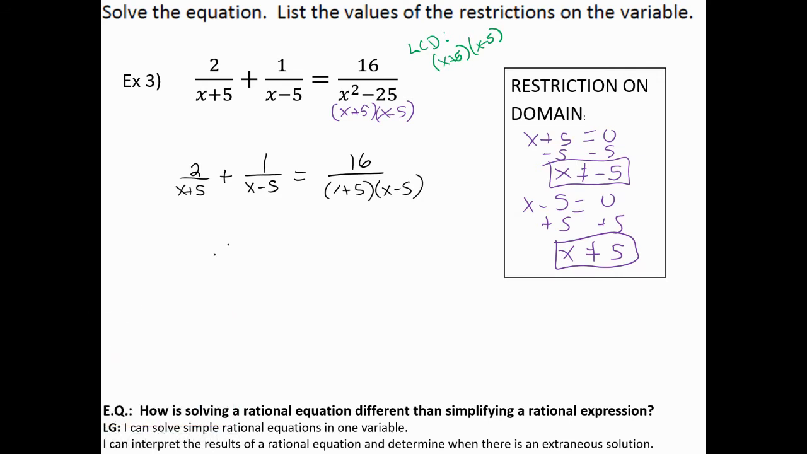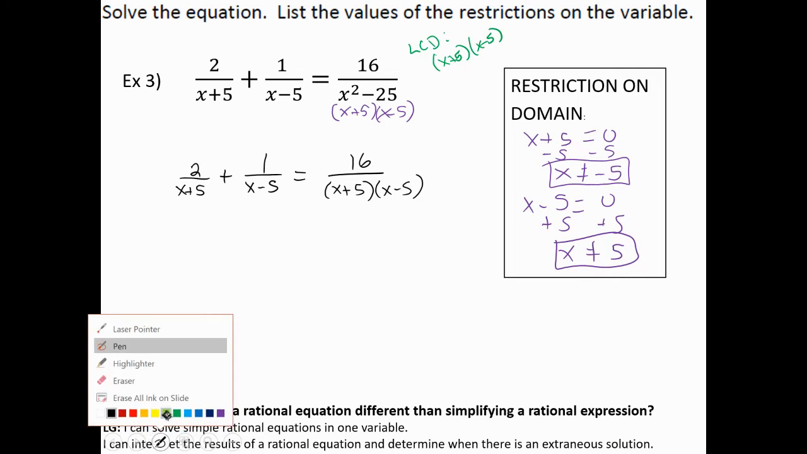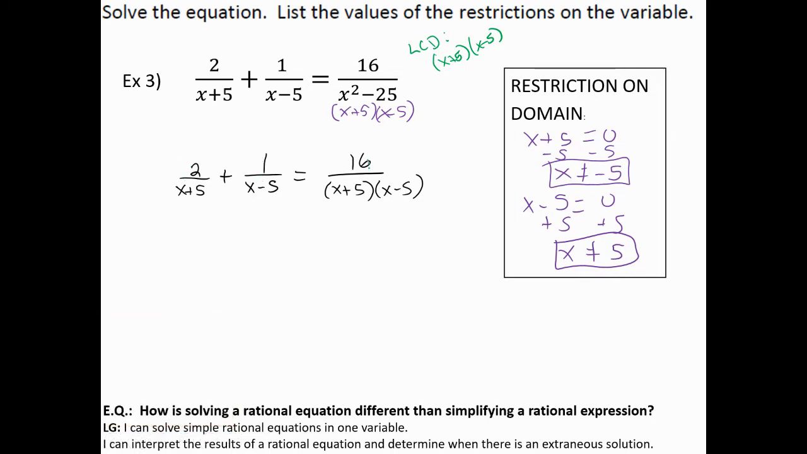Okay. And so what we're going to do is we're going to take each and every single one of these things and multiply just the top by the LCD. So I'm going to write it here. X plus 5 times x minus 5 times all that. Same thing here. X plus 5 times x minus 5. Same thing here. X plus 5 times x minus 5.